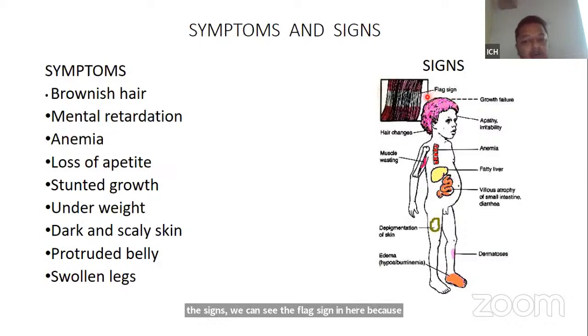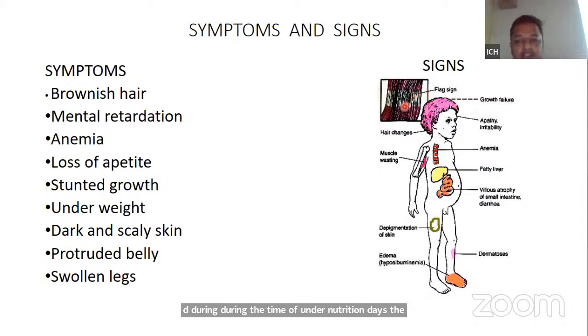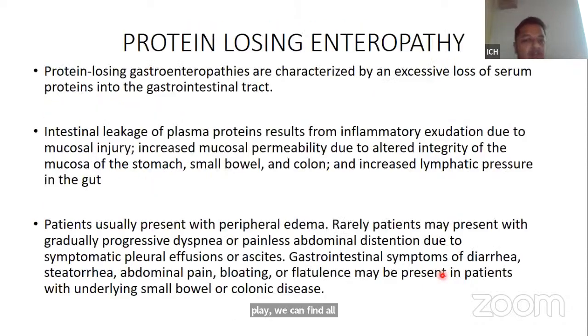and undernutrition. During the time of undernutrition, the hair growth is scanty, and then the hair growth is normal. So that causes the flag sign in hair, apathy, irritability, muscle wasting, anemia, villus atrophy of the small intestine, which can cause diarrhea, and depigmentation of skin. In cases of kwashiorkor, the skin is fragile, and that leads to flaky paint dermatosis. We can find all this along with anasarca.